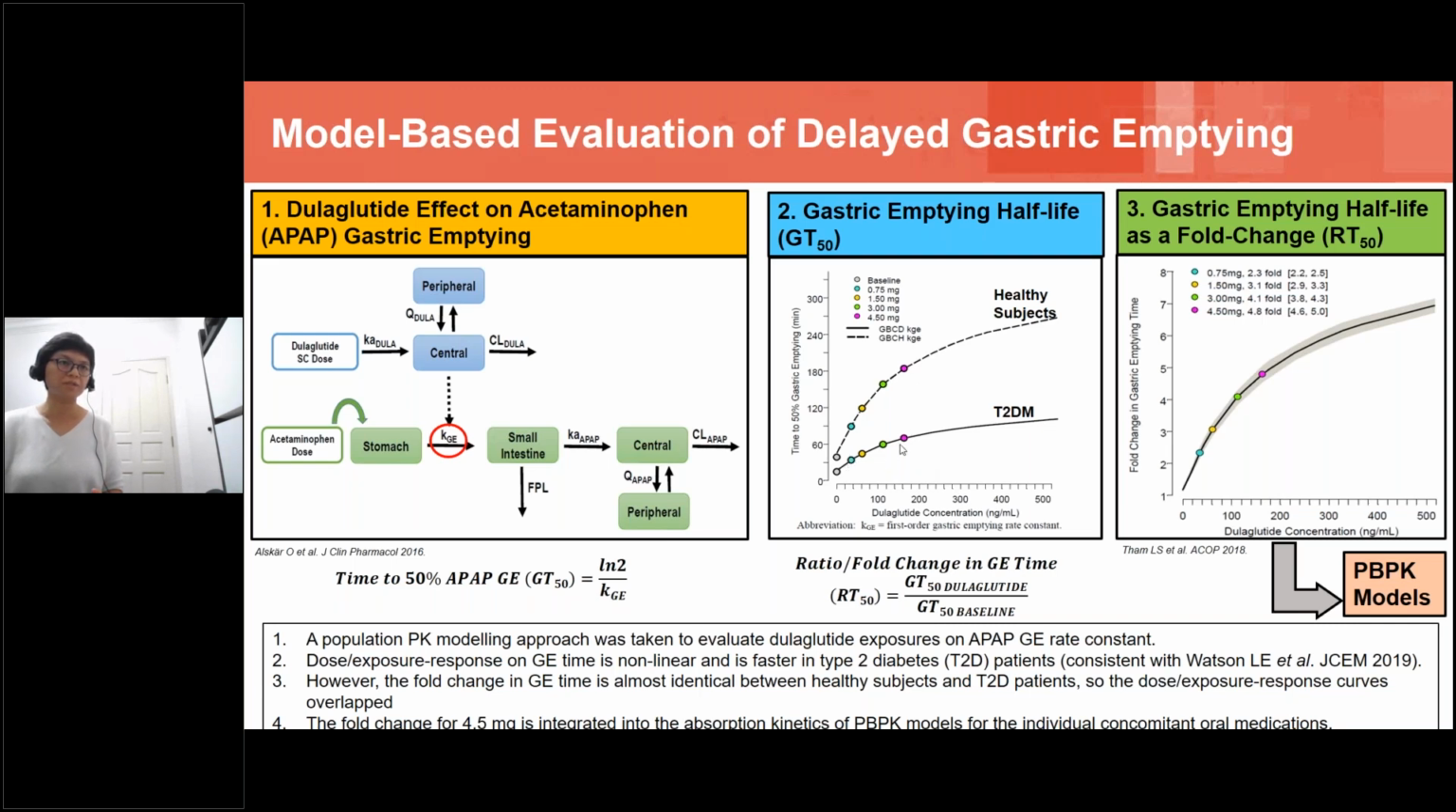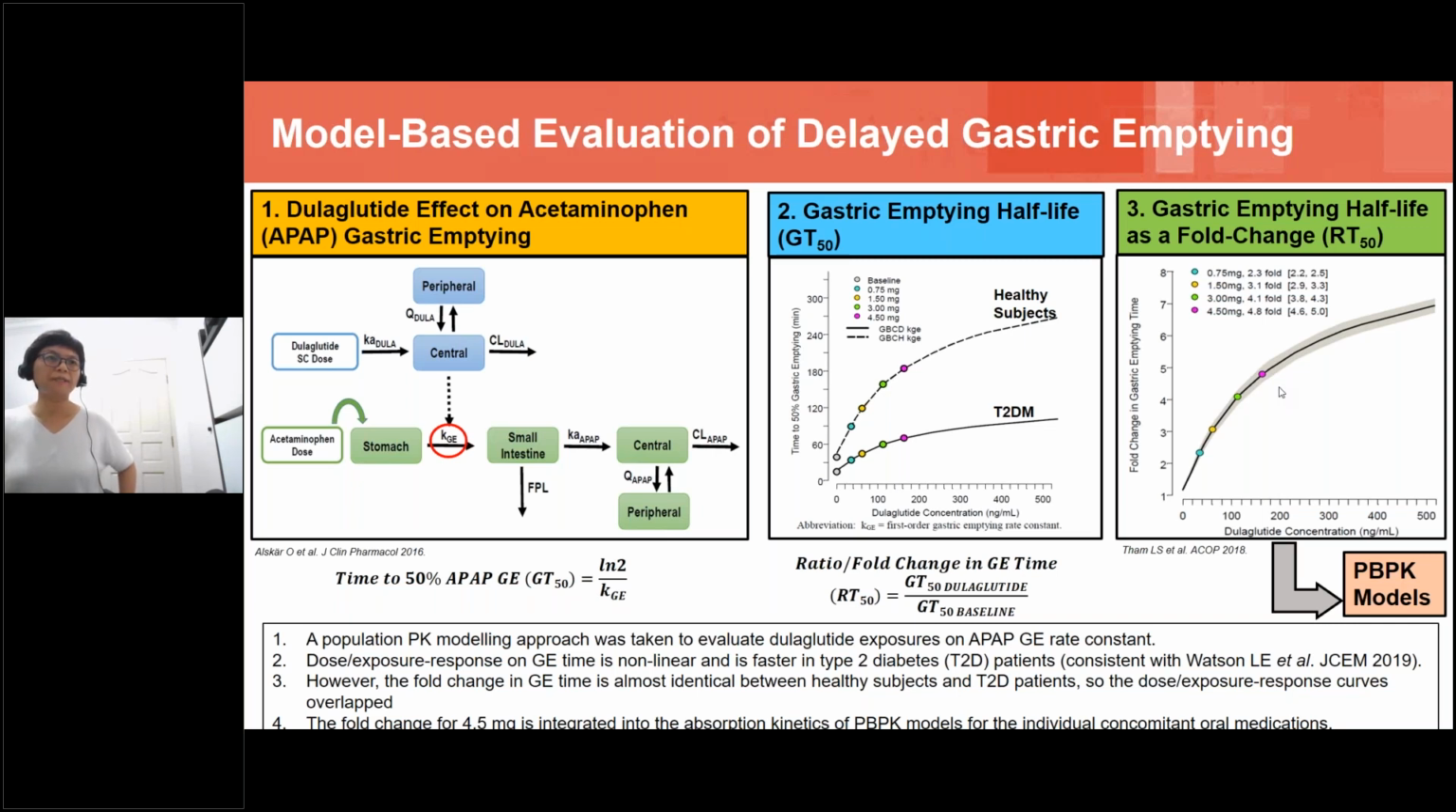So each of these colored dots, we divided it by the baseline, the gray dot here, where there is no dulaglutide on board. And we got a fold change in gastric emptying time for each exposure corresponding to a dose of dulaglutide. And we then converted this to what's in the green box here, where we plotted the fold change in gastric emptying time versus, again, a range of dulaglutide exposures. What's interesting, however, is that when we did this conversion, we realized that these two curves actually converged into one.